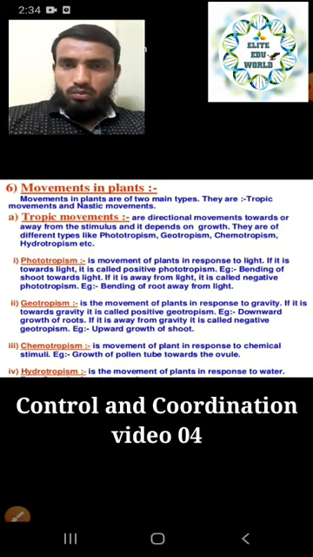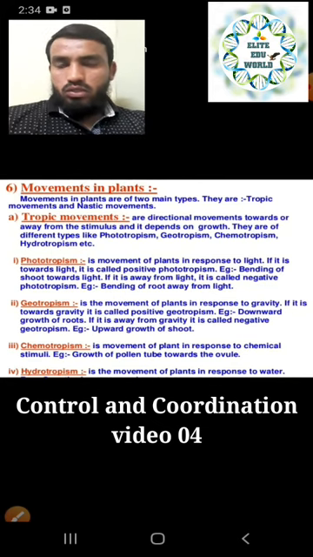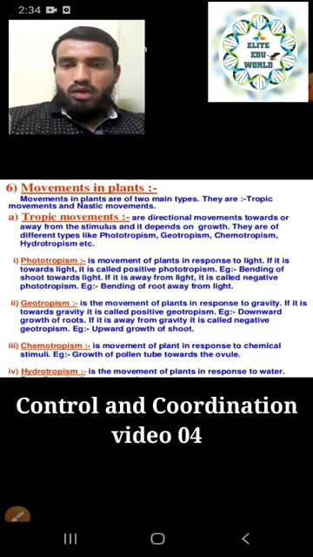So phototropism can also be divided into positive and negative. Towards the light the shoot part will grow, and opposite to the light the root part will grow, and that is related to the light. That is what is called phototropism. Understood? Now next we'll see geotropism, the movement of the plant in response to gravity.